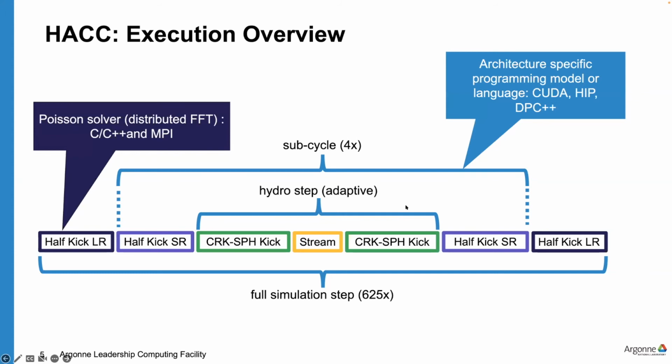So I like to show this slide as a behind the scenes, or under the hood, look at how HACC works. This is a perspective from the time integrator. At the very long range, the force of gravity is calculated using a spectral method. So it's the Poisson solver. This is a distributed FFT, and all of this is written in C and C++ and MPI. A lot of this, at least currently, runs on the CPU.